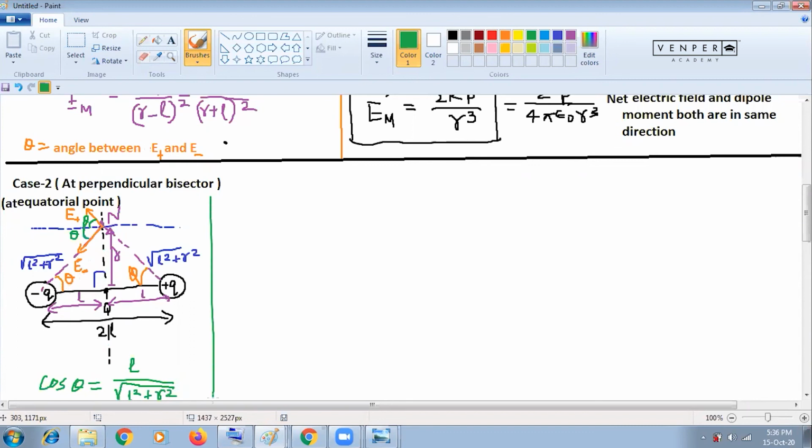And here you will see perfectly at the end point. So this end point I'm doing here. At the end point, there is a field like this, there is a field like this, so it is your E plus. And here the field is like this. So this is the point N, and here it is E minus, and the angle here is theta, and this angle is also theta.